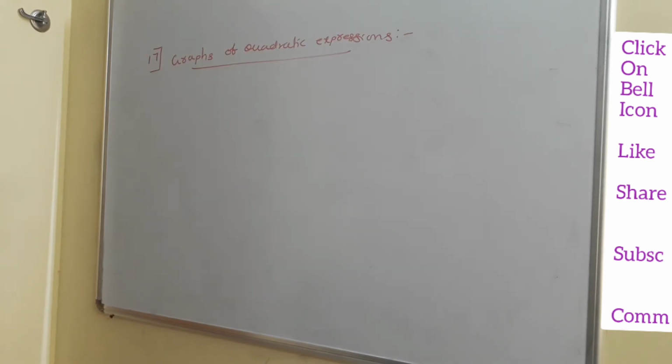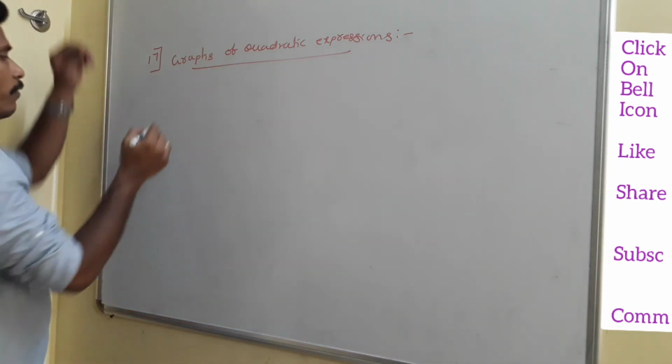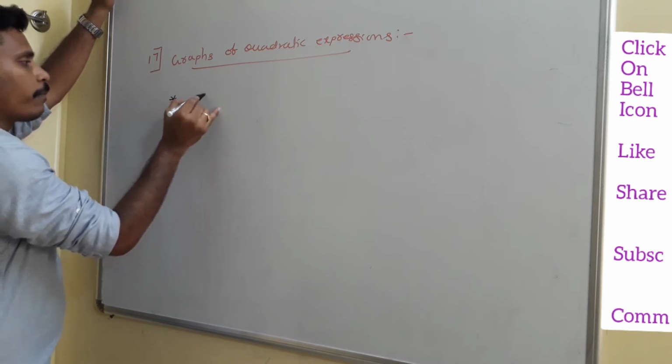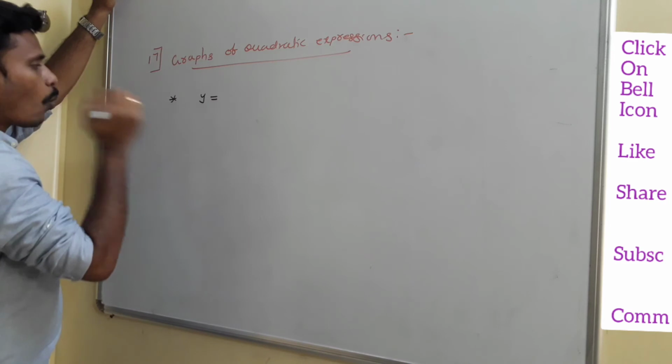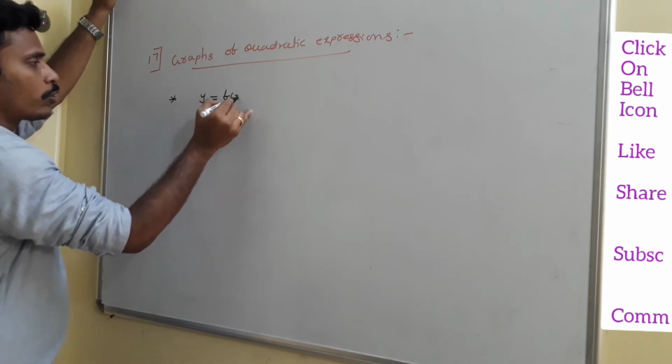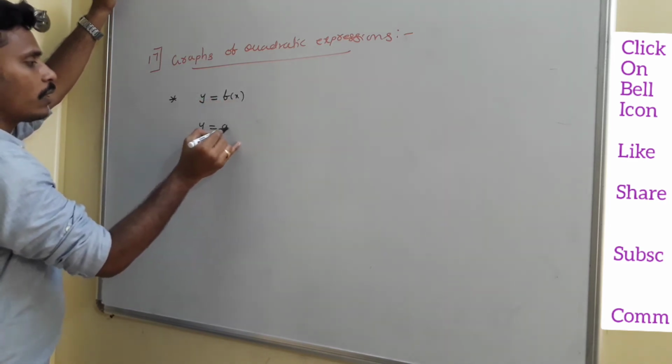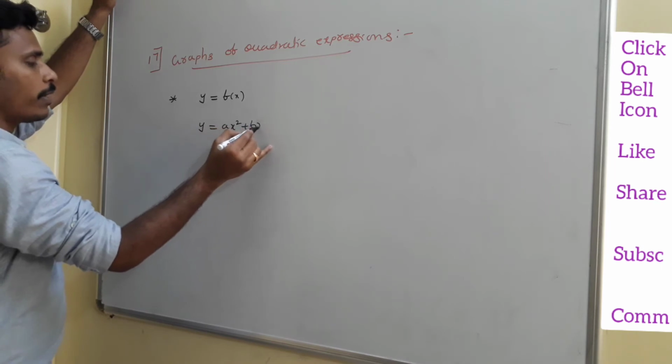Since we are going to draw the graphs of the quadratic expression, first of all you need to think about the graph. What is a graph actually? For a graph, if you draw anywhere, you need a relation between the two variables. You may say them as y and x. y is equal to f of x, or y is equal to ax square plus bx plus c.